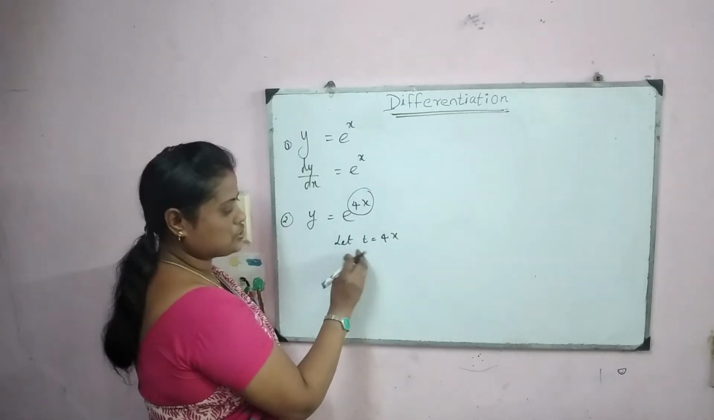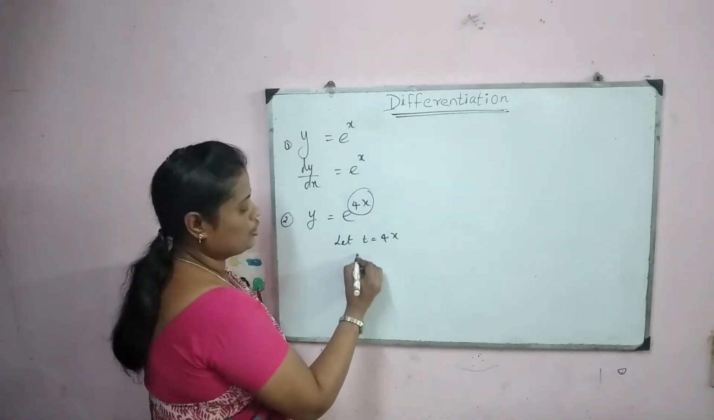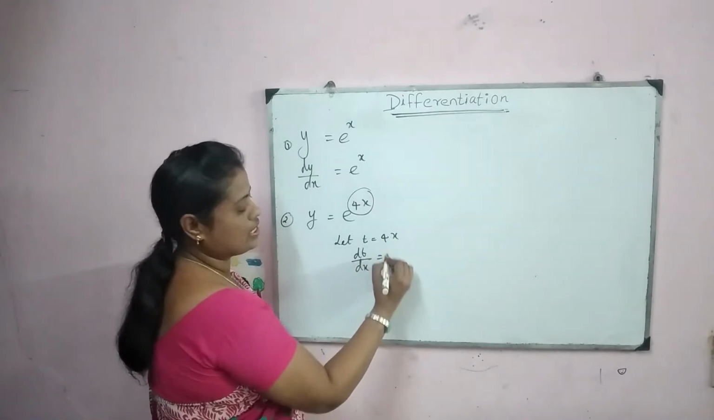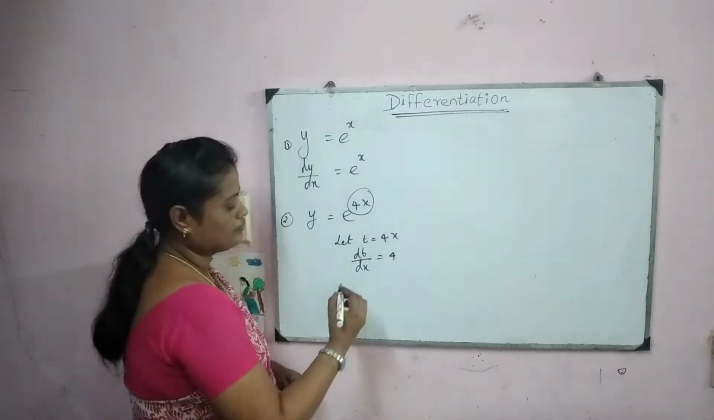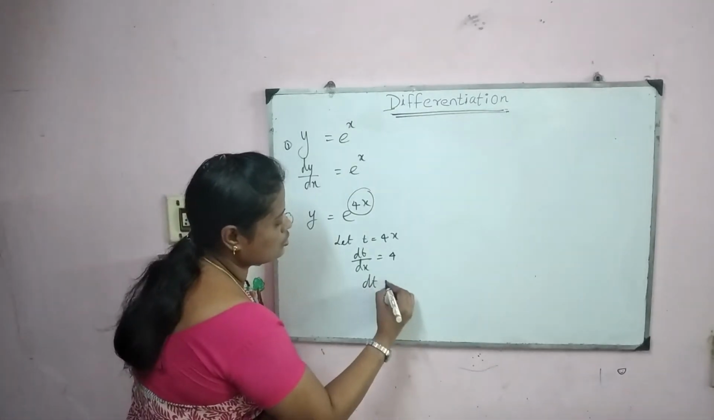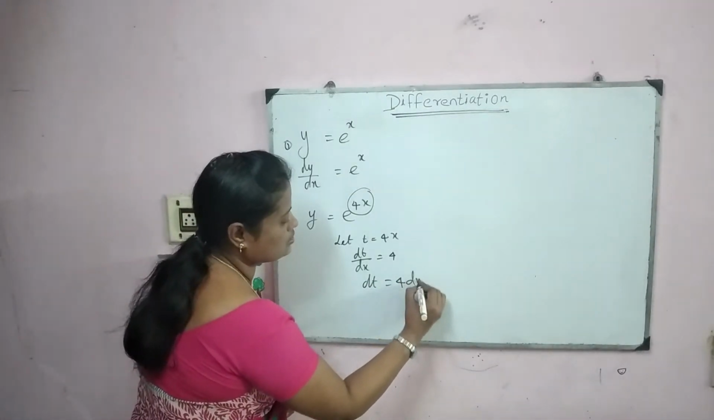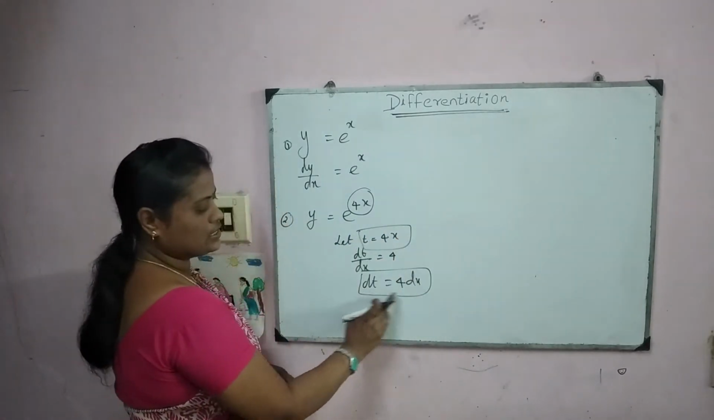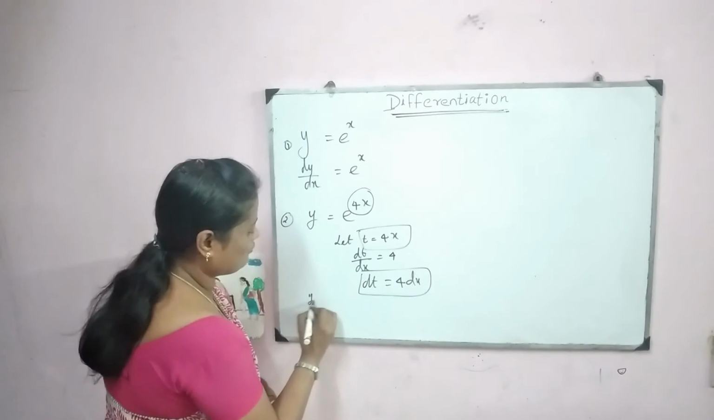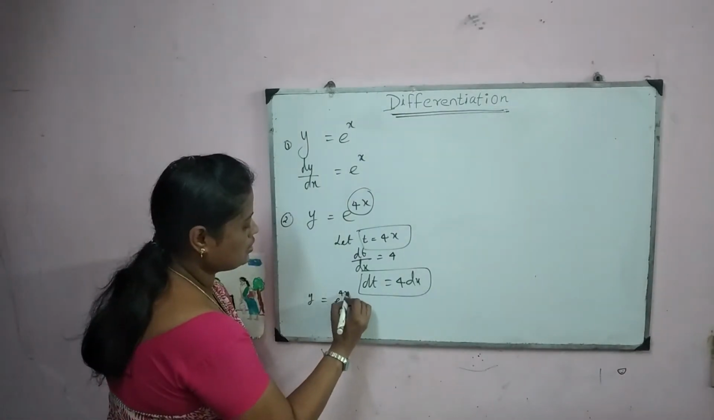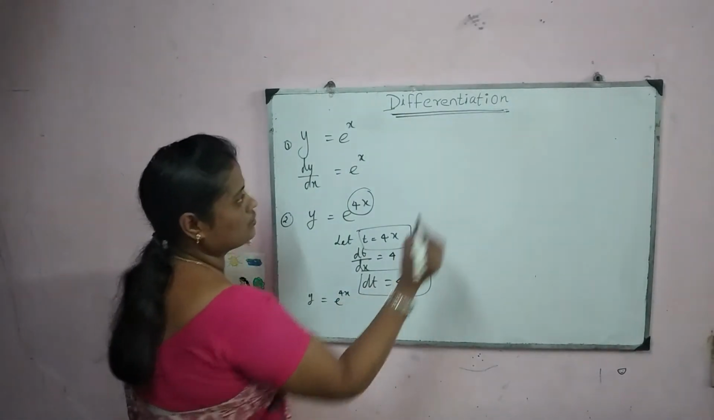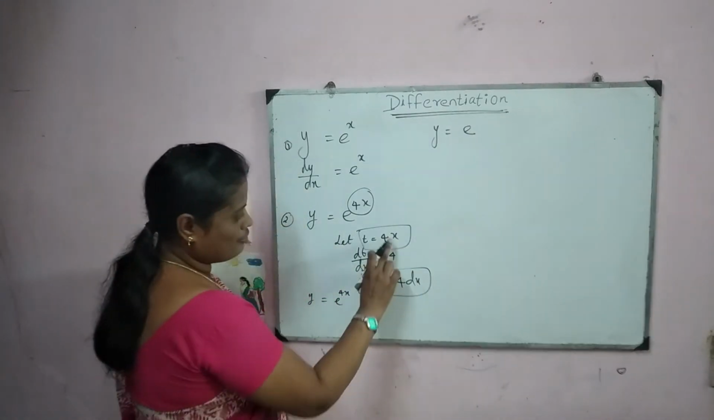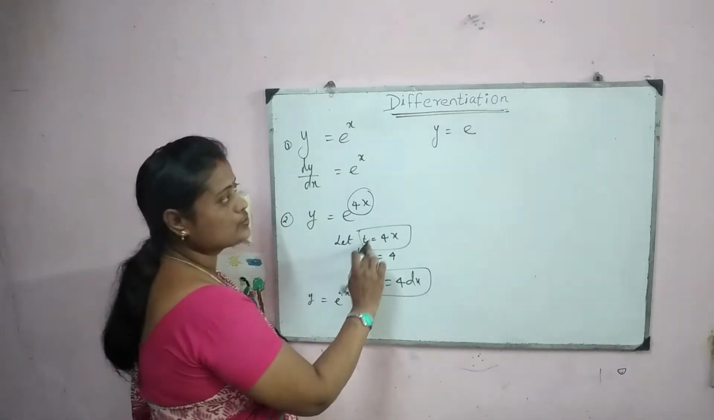Always differentiation left side upon the right side. You mean dt by dx. Differentiation of 4x is 4, x differentiation 1. And the value of dt is 4 into dx. Now the value of t is 4x, the value of dt is 4 into dx. Then the differentiation of e power 4x: y is equal to e power, instead of 4x we are going to substitute t.